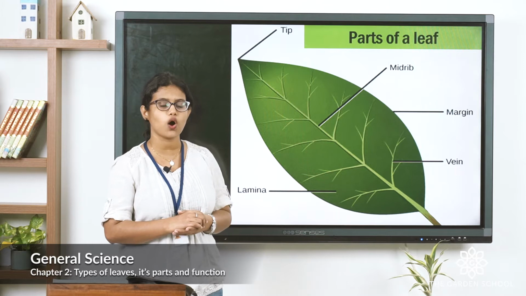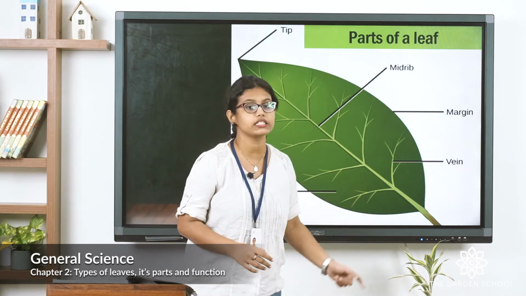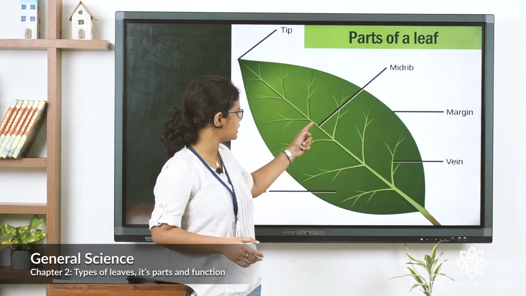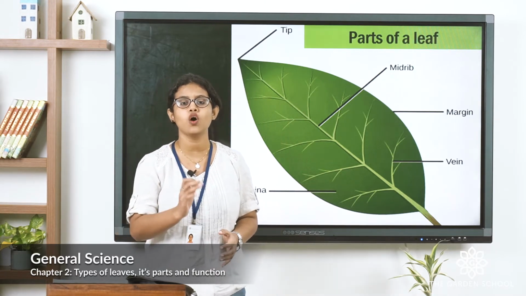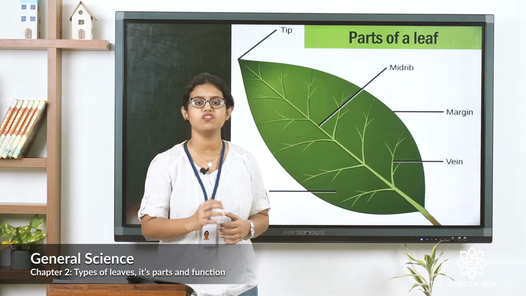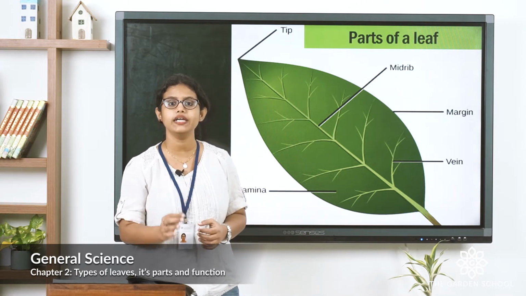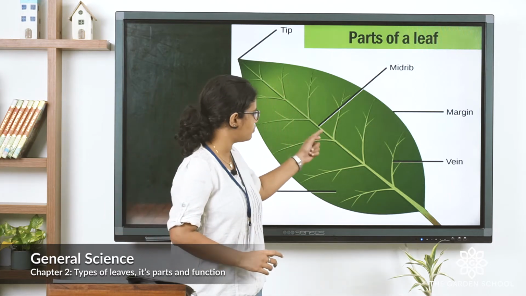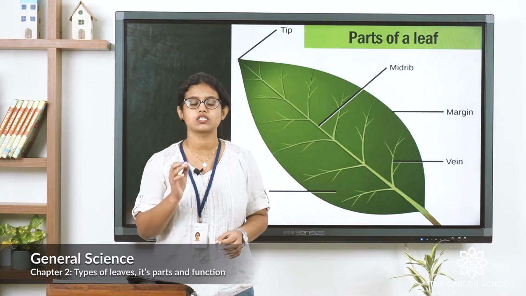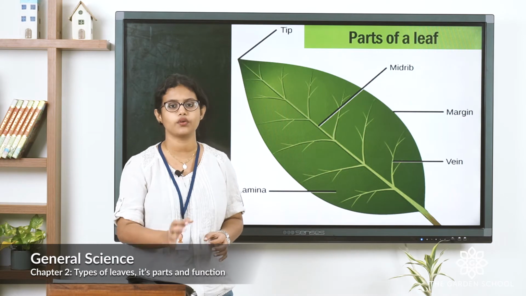And if you closely observe, you can see a center vein here. Okay, this one is the center vein. This center vein is the main vein of a leaf, and this main vein is called the midrib. What is it? It is called the midrib. The main vein in the center is called the midrib.